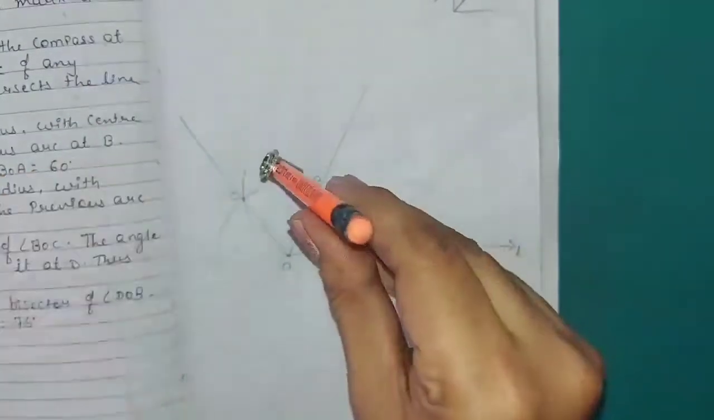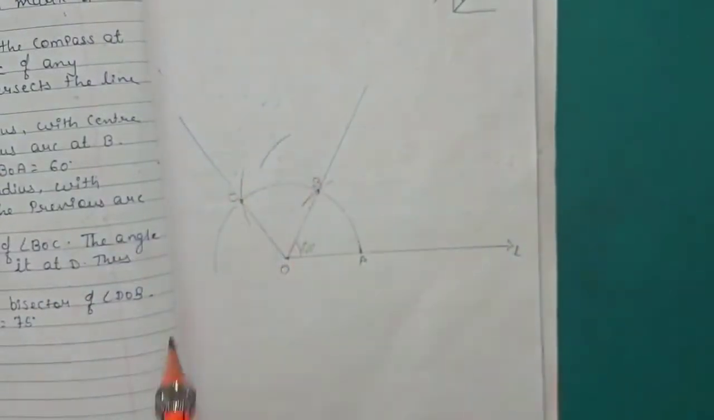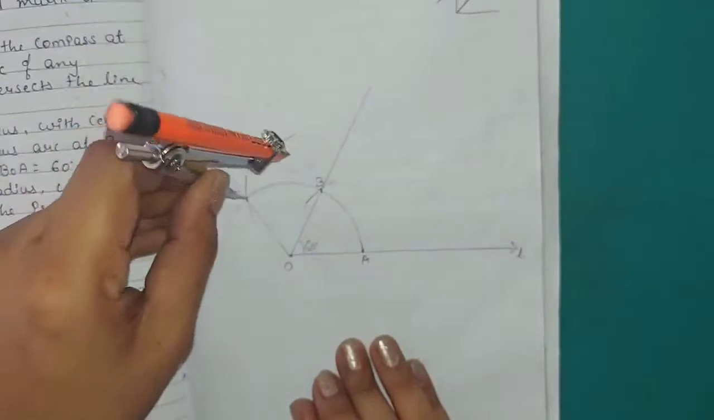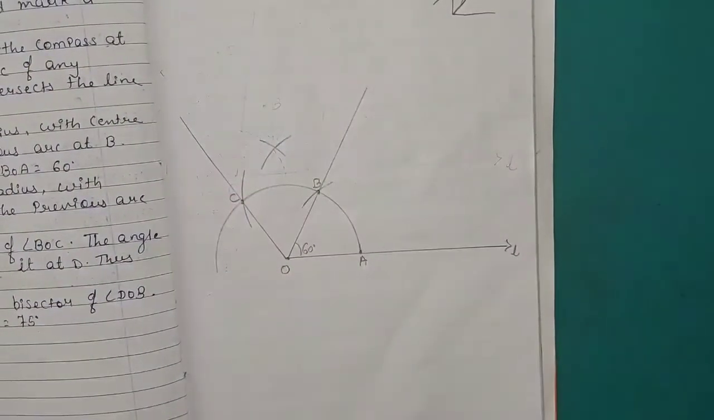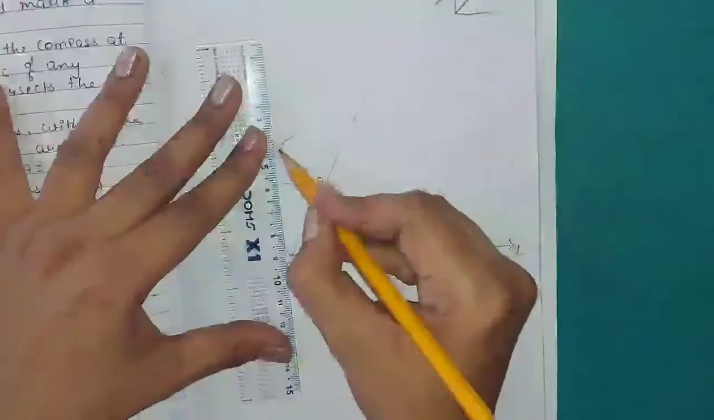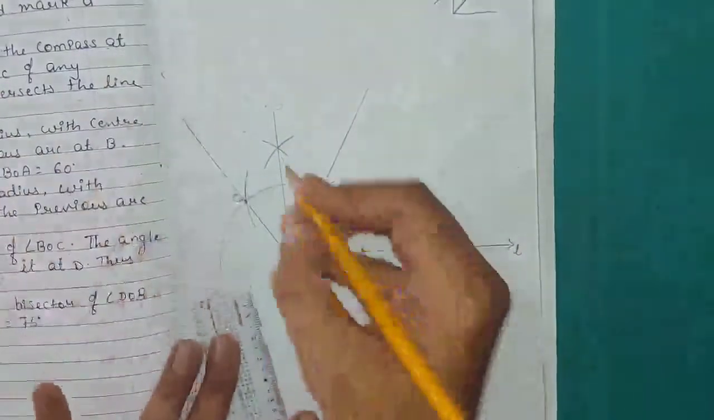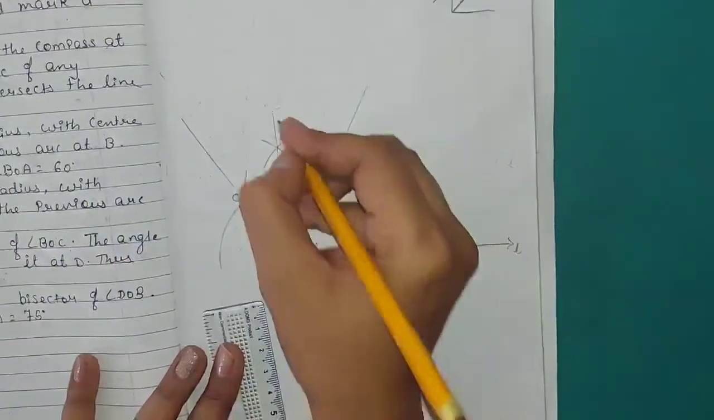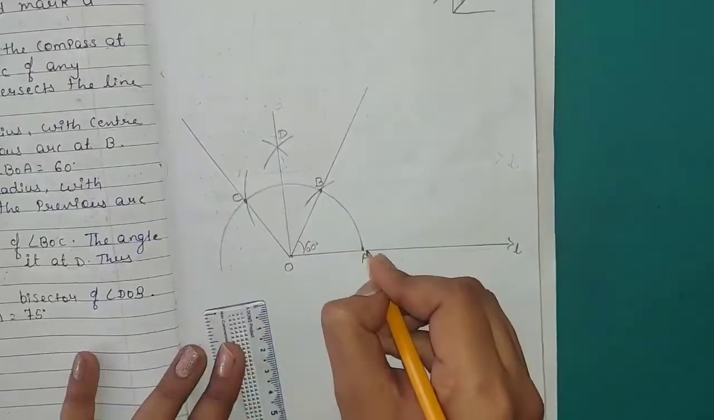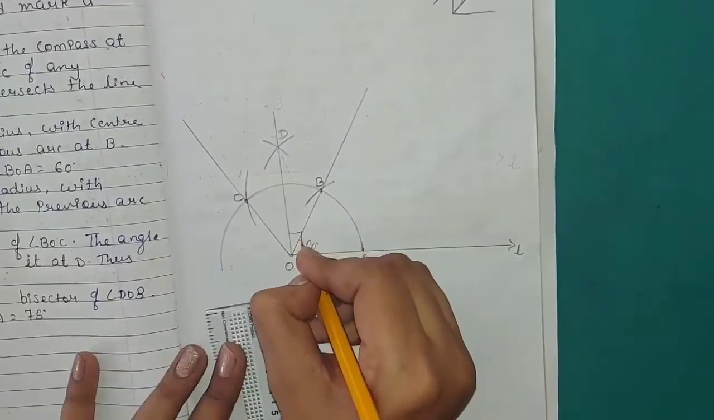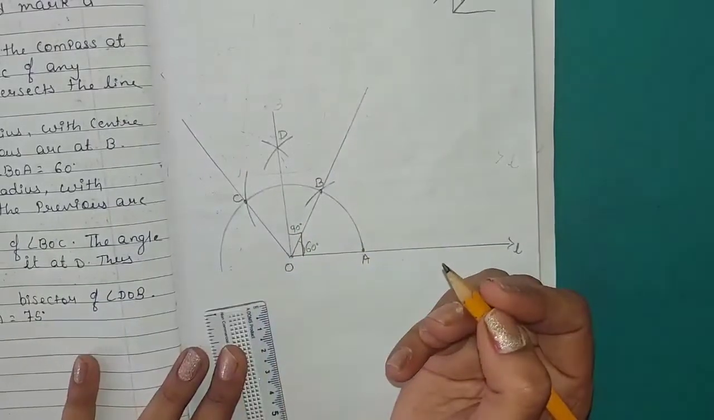We will take more than half radius. With B as a center, we will draw one arc, and with C as a center, we will draw another arc. Now students, we will join this intersecting point of the arcs with O and label it as D. Now students, you can see angle DOA is what? 90 degrees. So this angle DOA is 90 degrees.